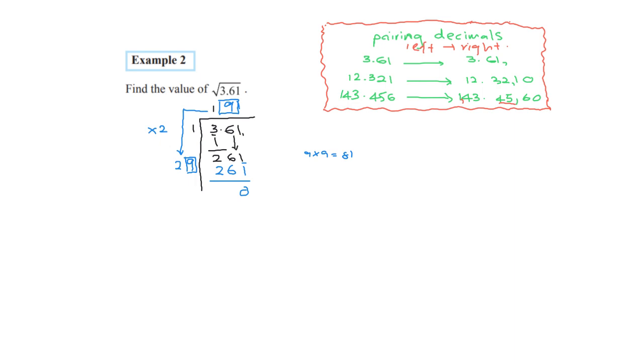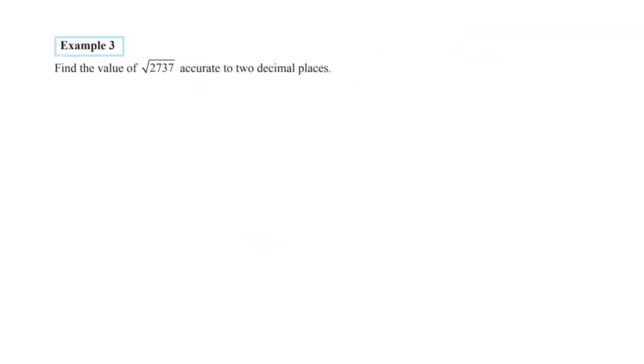So you have to put the decimal sign here. So square root of 3.61 is equal to 1.9. The perfect answer.